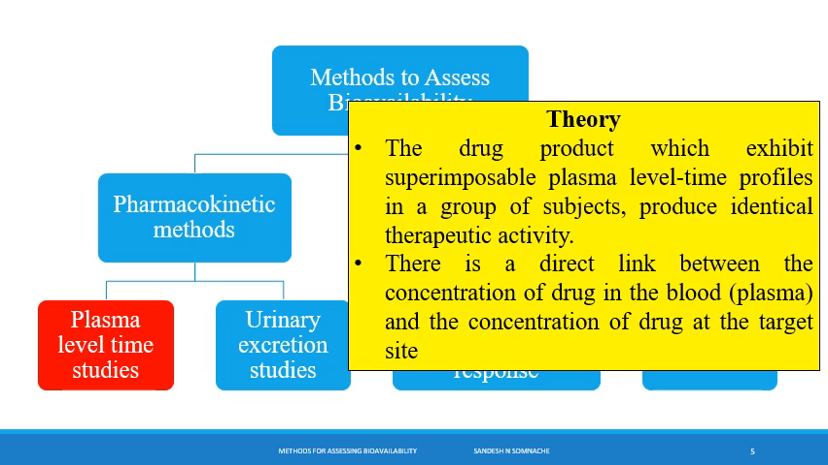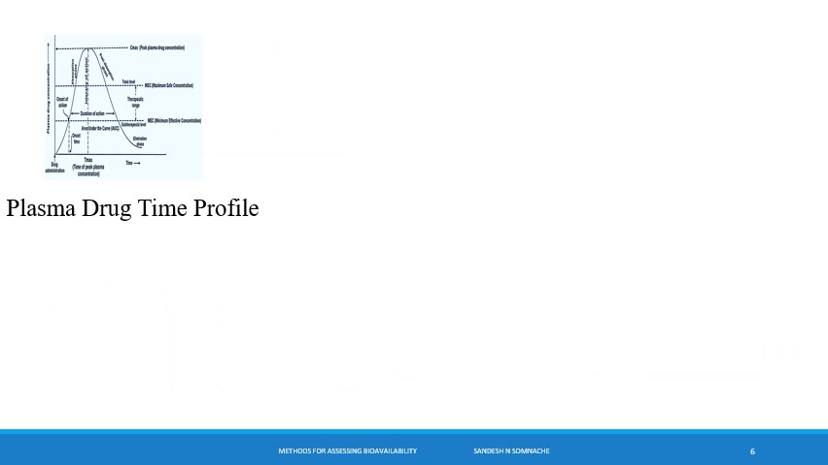the target site. So what it states is, when we plot a graph of the plasma drug profile, if two or more drug products show the same plasma drug profile, then we can say they have identical therapeutic activity. This plasma drug time profile we can plot by plotting the plasma drug concentration at different time intervals.